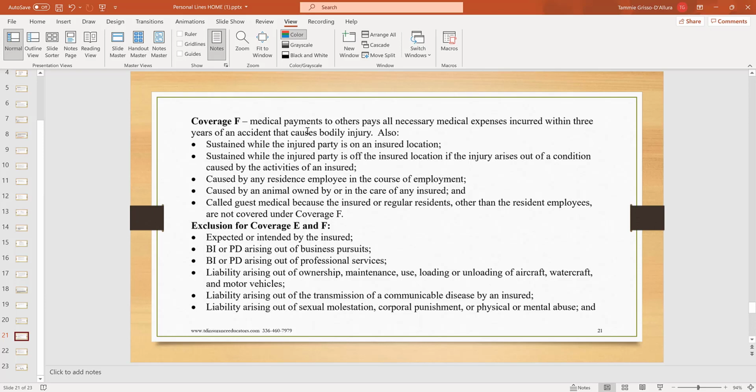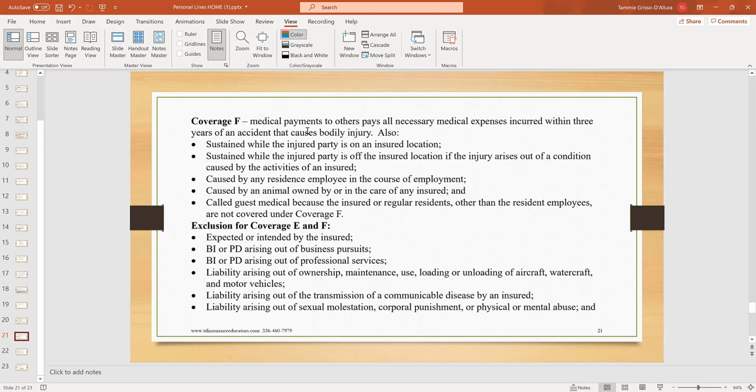Now, you do not have to be at fault. That insured does not have to be at fault. It could just be because they were on your premises and maybe they got bit by a snake or they got injured and you were not negligent. Okay, the insured was not negligent. That's why you have med pay.